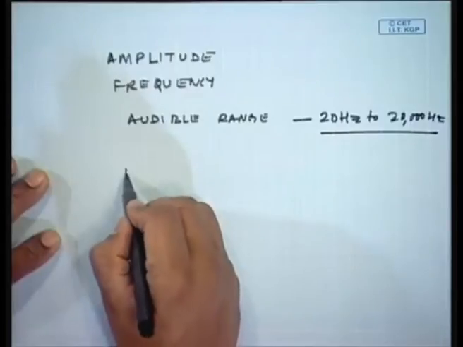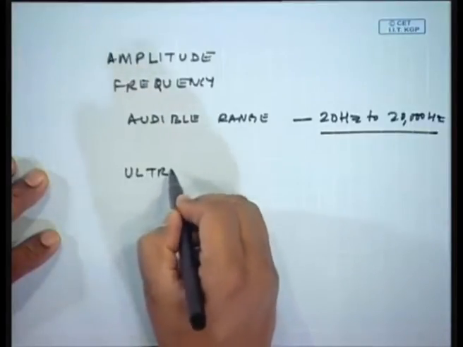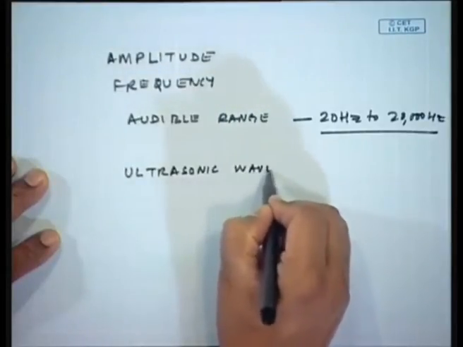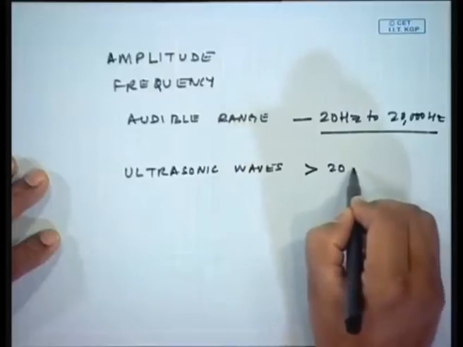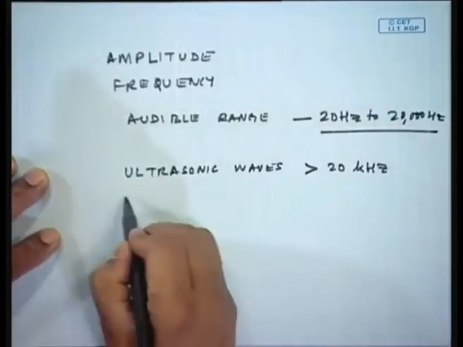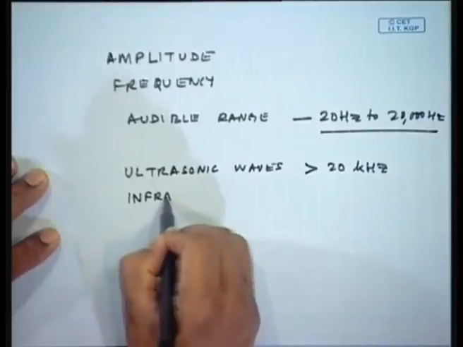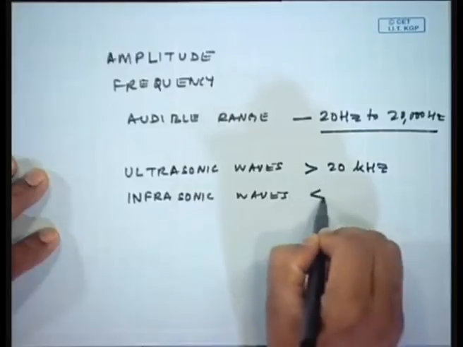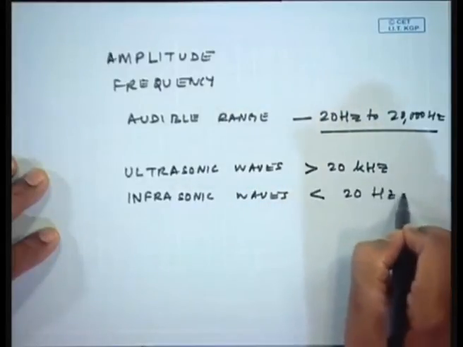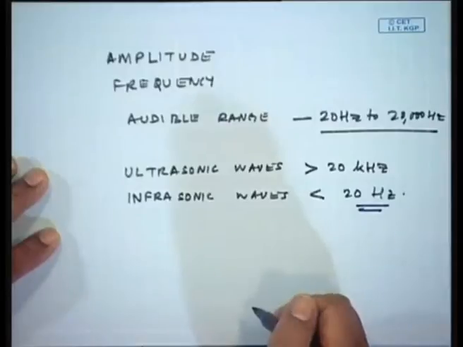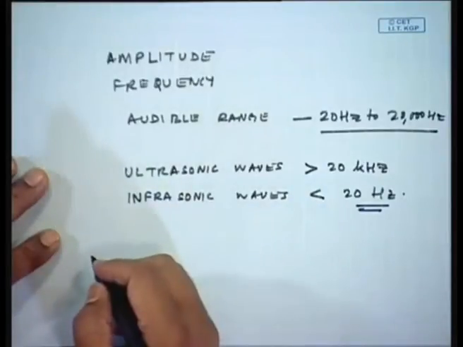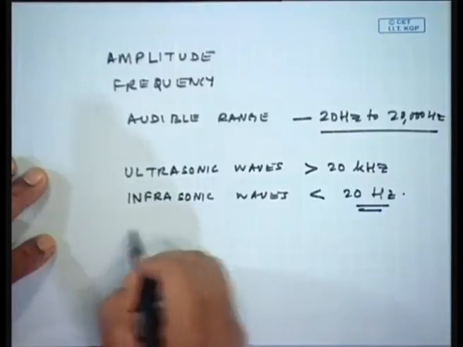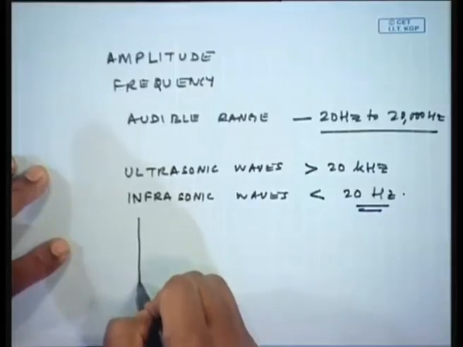So, those which are above 20,000 hertz or 20 kilohertz are known as ultrasonic waves, greater than 20 kilohertz, and infrasonic waves are less than 20 hertz. Okay. But again, like any other linear instrument, you would have seen the frequency response of an instrument.